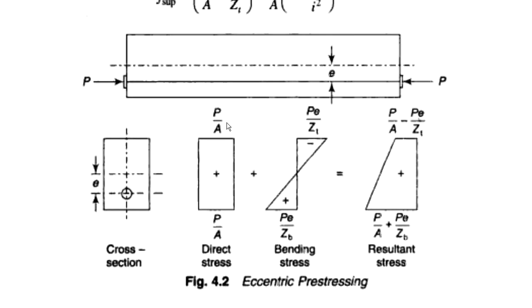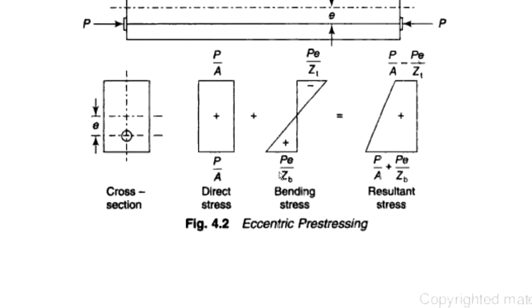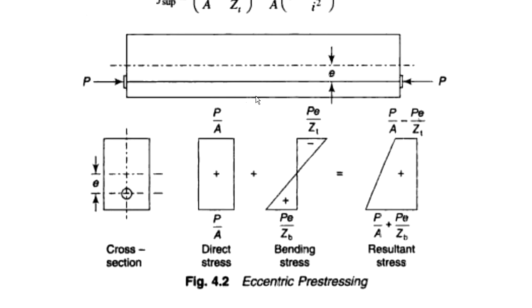So if I want to find out the pre-stressing force at the topmost fiber, then P divided by A, the minus sign is there because it is going to induce the tension, minus P E divided by ZT. At the bottommost fiber we are going to add this particular quantity, that is P E divided by ZB. So this is about the eccentric pre-stressing.